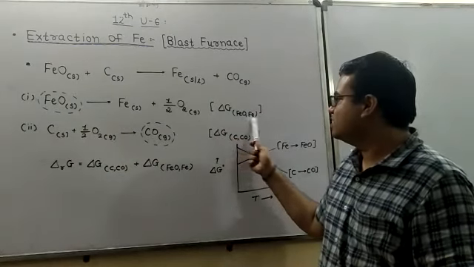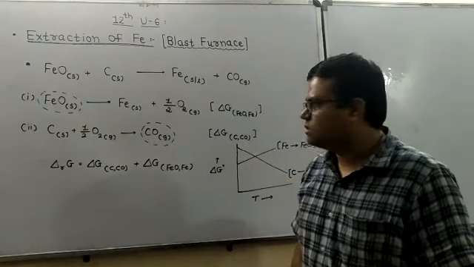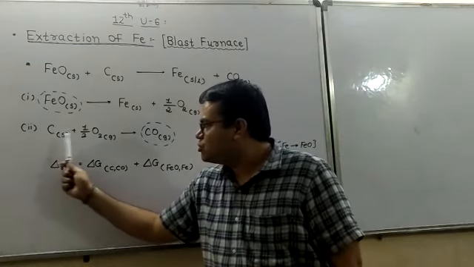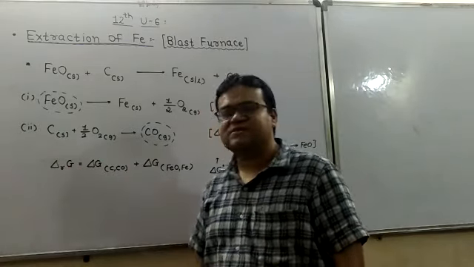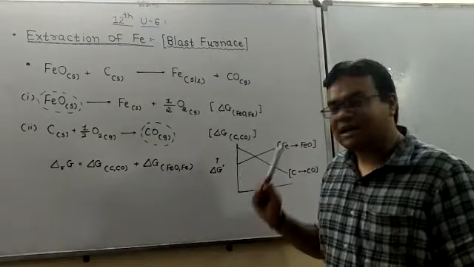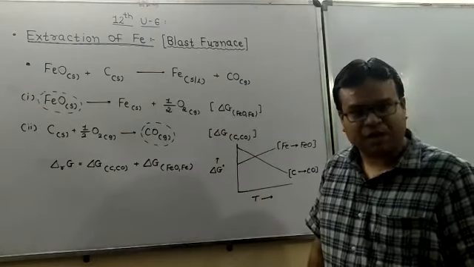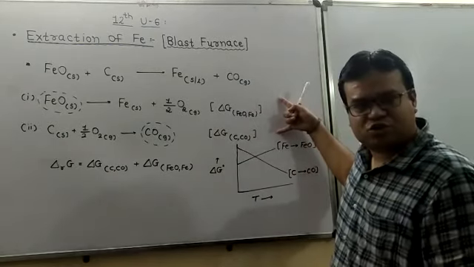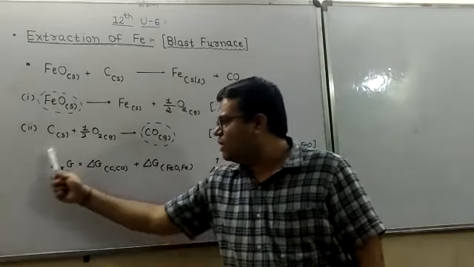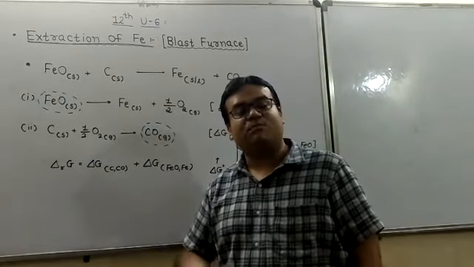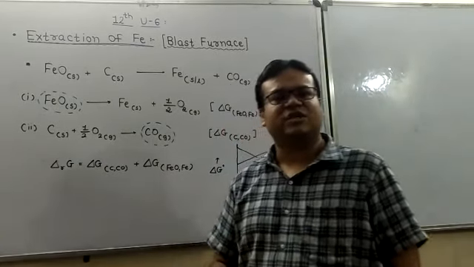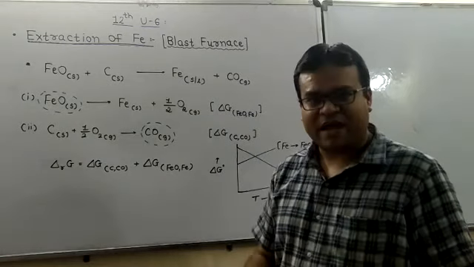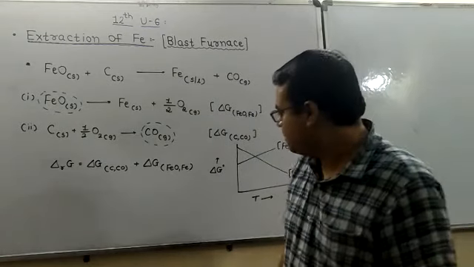So delta G change for FeO to Fe change. And second, carbon solid plus half O2 gives CO gaseous. So here delta G change for C to CO. Now, when we have the values of these two reactions, if the overall value of the reaction is more and more negative, we can say the reaction is maximally spontaneous as per thermodynamic feasibility.